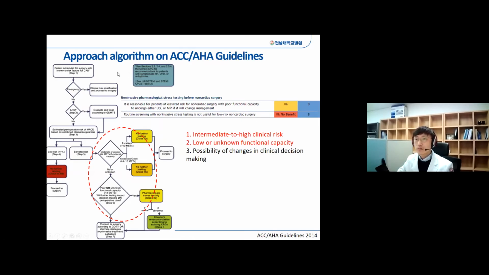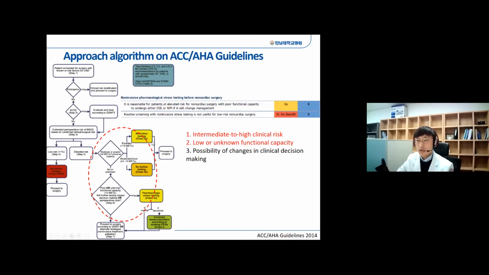So this is the approach algorithm tree, which is available in the American guidelines. If the patient's perioperative risk calculation indicates a higher risk for specific patients, then we need to assess the functional capacity. If the patient's functional capacity is preserved, then we can proceed to surgery without further testing.